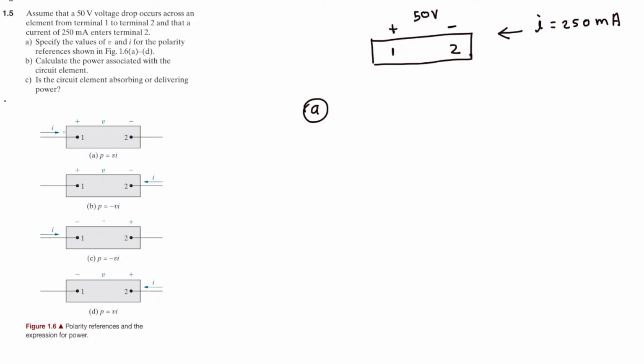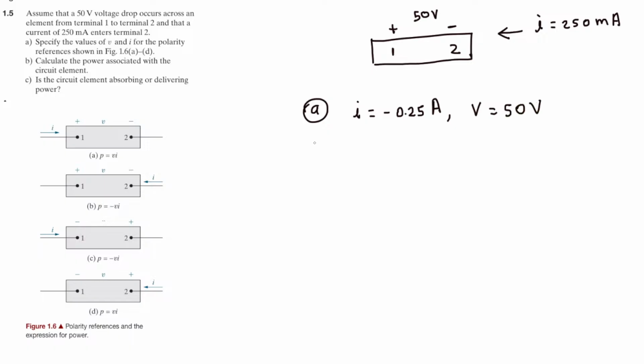In the A, we have a current entering the terminal 1. So it's entering the terminal 1, so the current is going to be negative 250 milliampere. Or you can say negative 0.25 ampere as well. Both are correct. Okay. Then the voltage here, plus and minus, so the voltage is going to be exactly 50 volts.